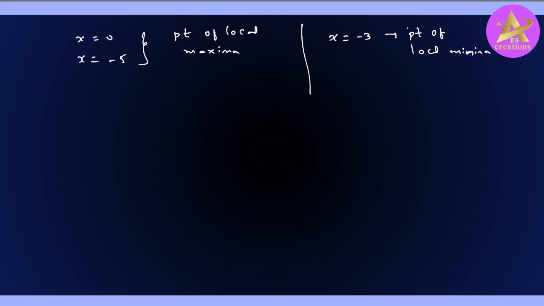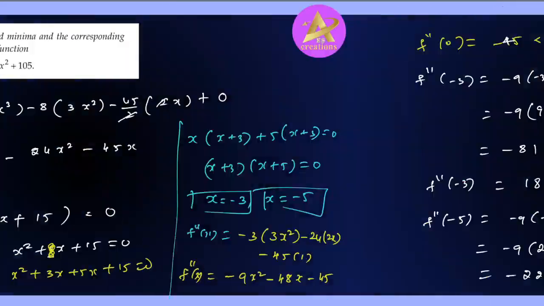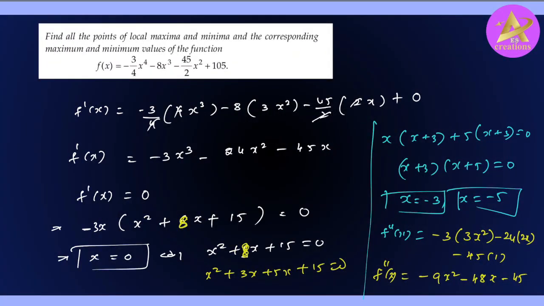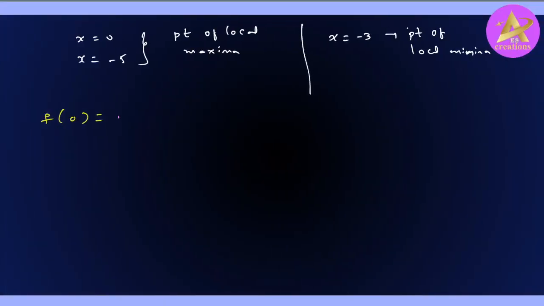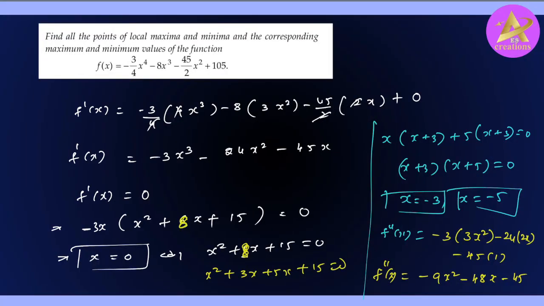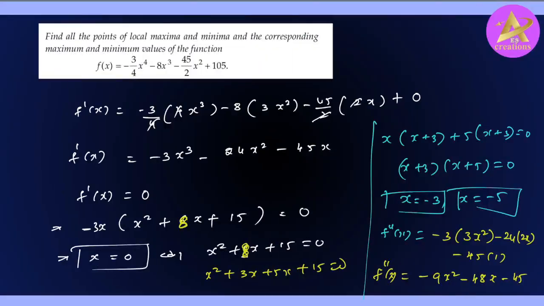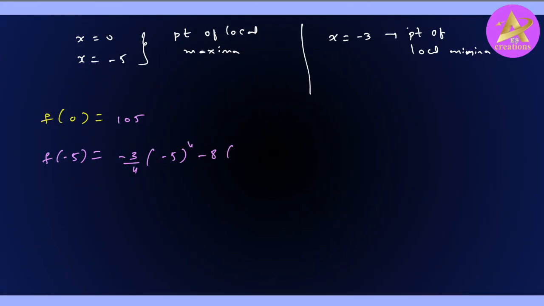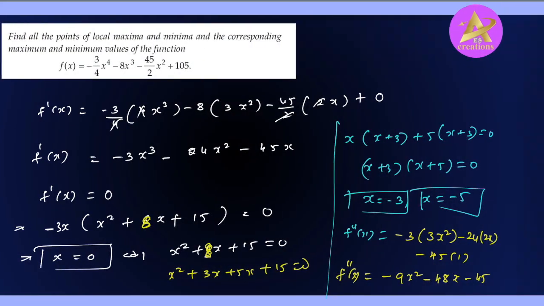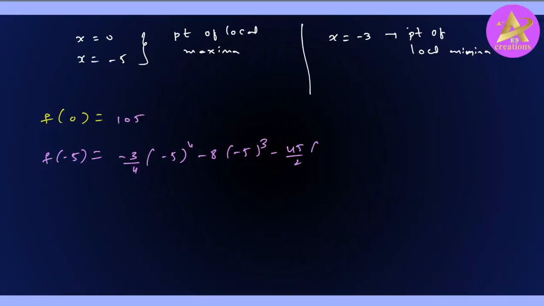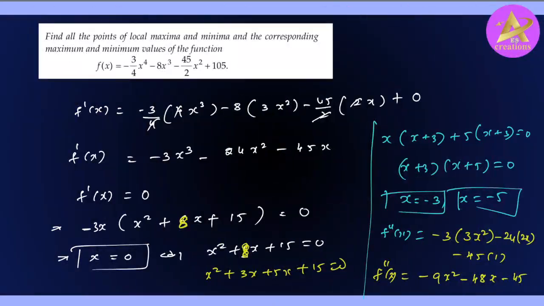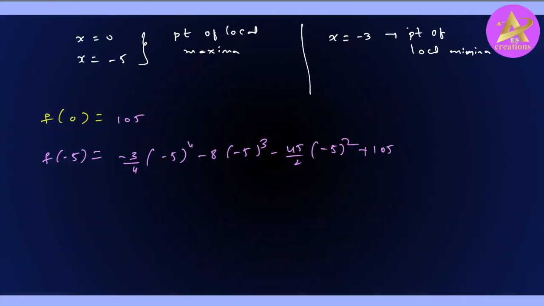Then substitute these points in the original function. f of 0: if we substitute zero in place of x, we get 105. One value is 105. Next, f of minus 5: minus 3 by 4 times (minus 5) to the power 4, then minus 8 times (minus 5) cube, and then minus 45 by 2 times (minus 5) square, finally plus 105.